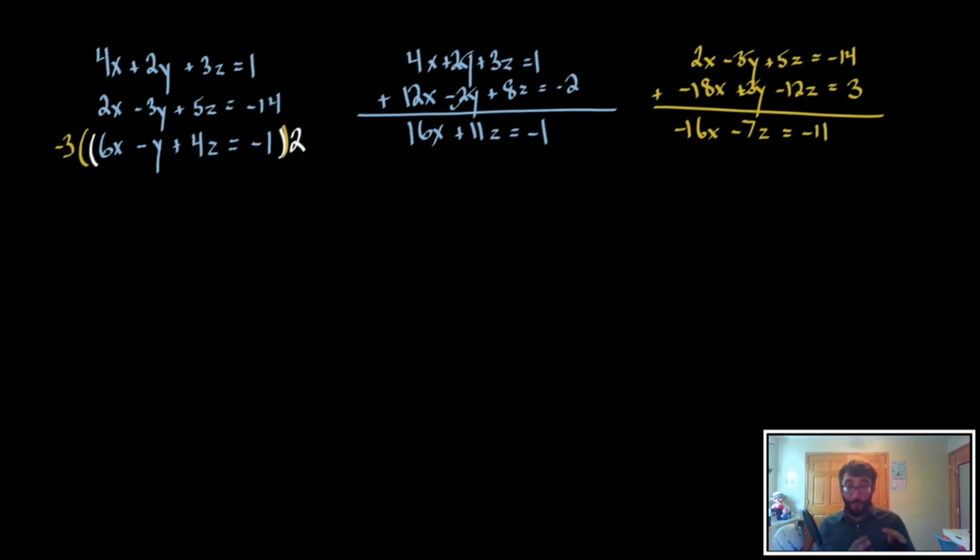Now, this is where our next step comes in. And now I have a whole new system. I'm going to rewrite these on top of one another. So I have a new system. I have 16x plus 11z is equal to -1. And I also have -16x minus 7z is equal to -11, okay? So now I have this new, but notice, two variable system.